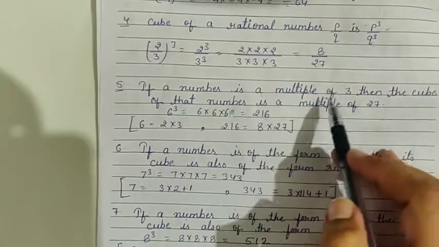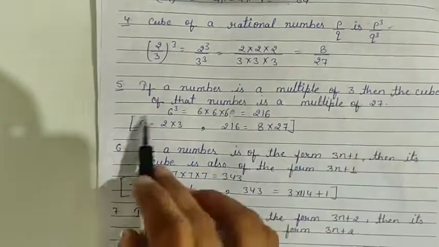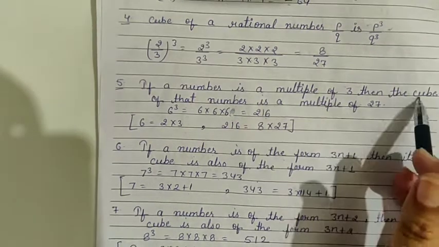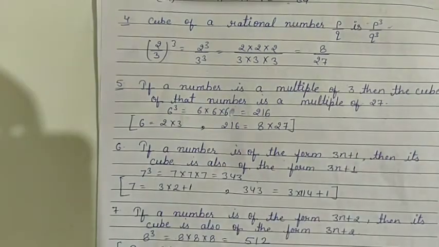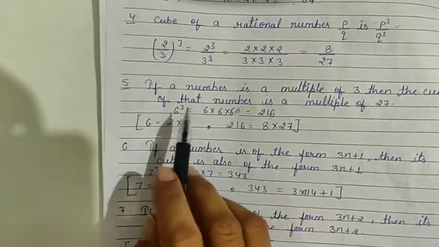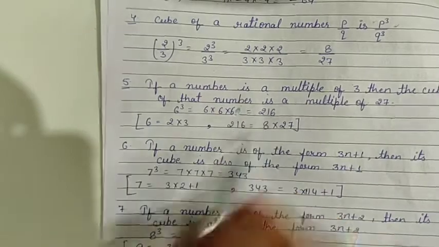If a number is a multiple of 3, then the cube of that number is a multiple of 27. For example, cube of 6 is equal to 216.